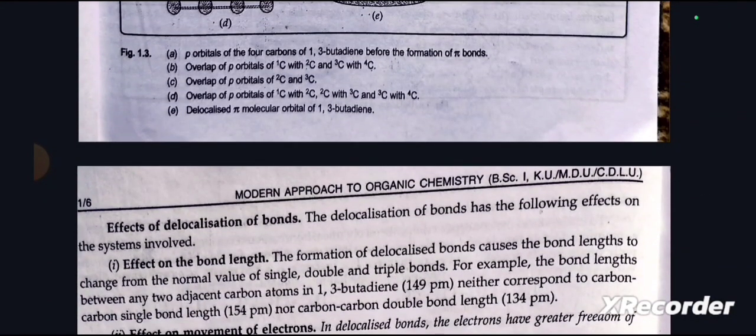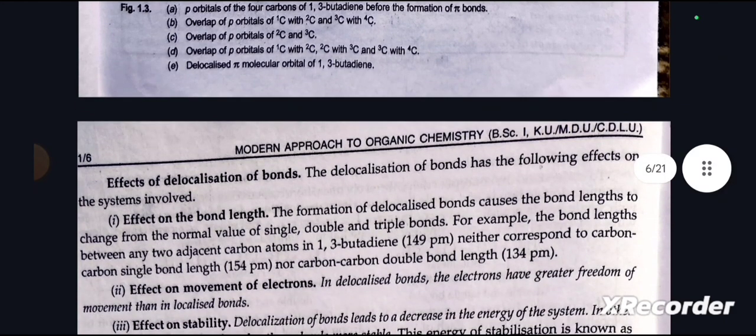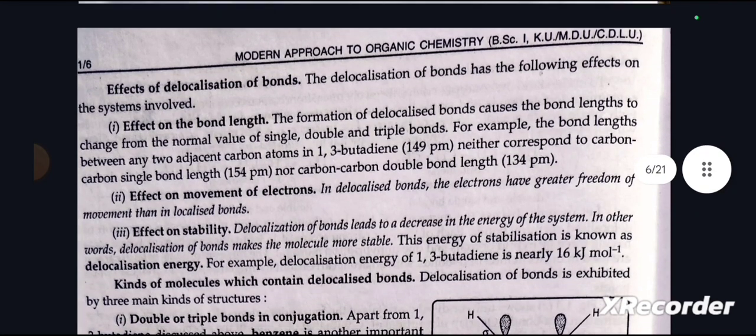Figure 1.3. A: p orbitals of the 4 carbons of 1,3-butadiene before the formation of pi bonds. B: overlap of p orbitals of C1 with C2 and C3 with C4. C: overlap of p orbitals of C2 and C3. D: overlap of p orbitals of C1 with C2, C2 with C3 and C3 with C4. A: delocalized pi molecular orbitals of 1,3-butadiene.